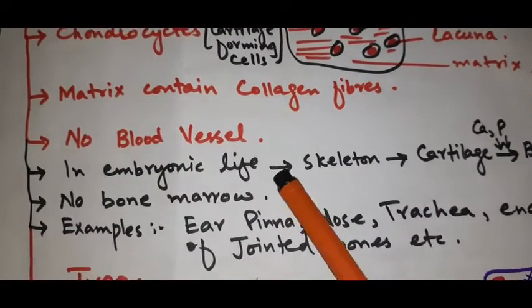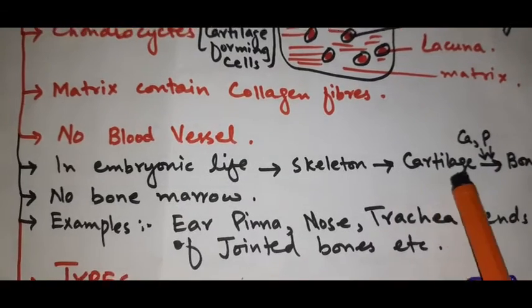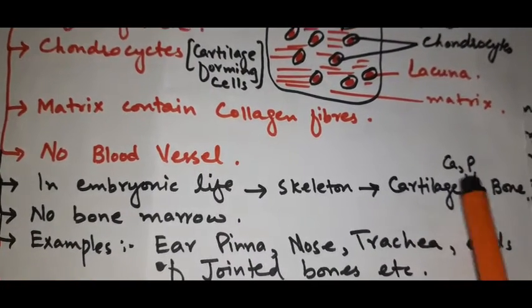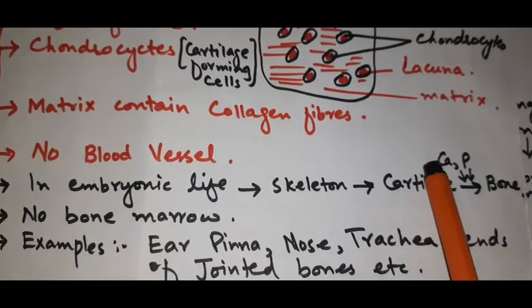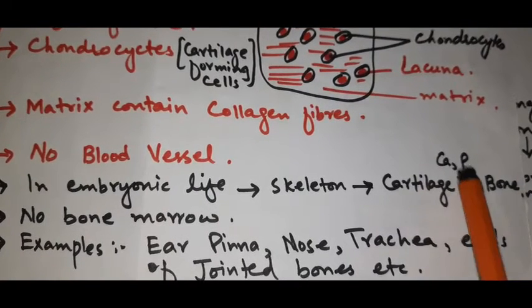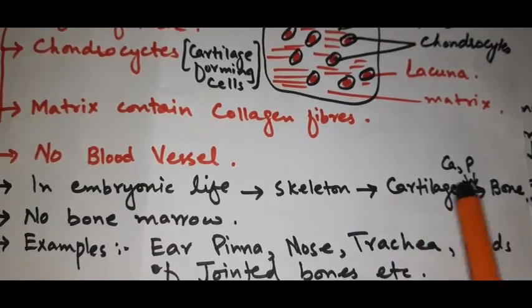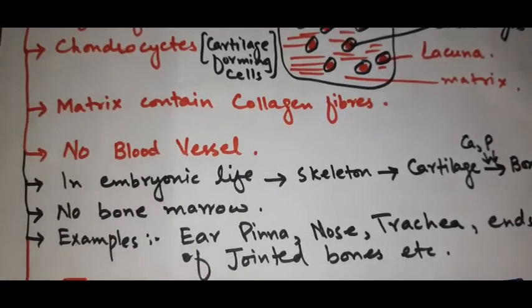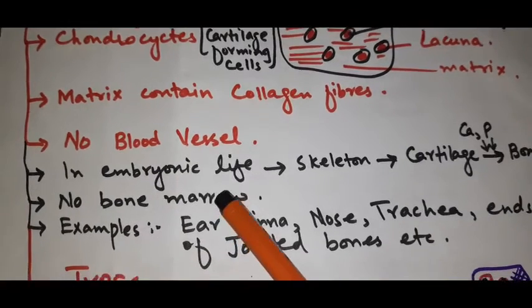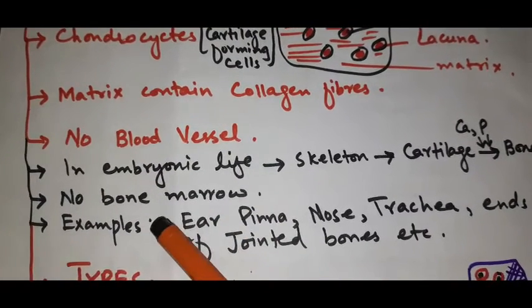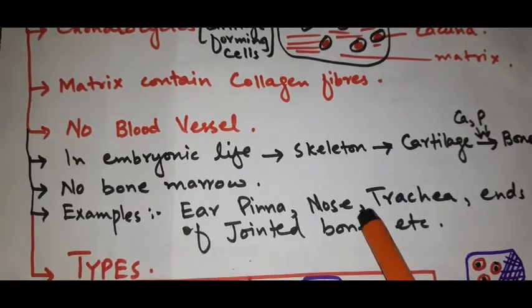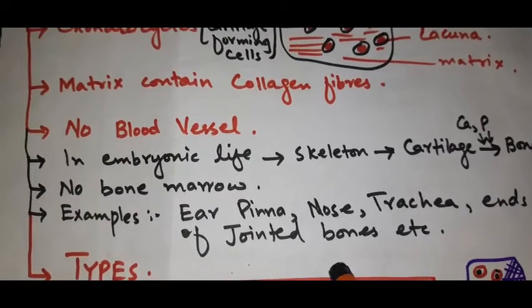In embryonic life, the skeleton is basically made up of cartilage, and with the passage of time, in adults, there is a deposition of calcium phosphate, and the cartilage becomes converted into bone. Another point is that there is no bone marrow. Cartilage is without bone marrow. Examples are the ear pinna, nose, trachea, and ends of the jointed bones.